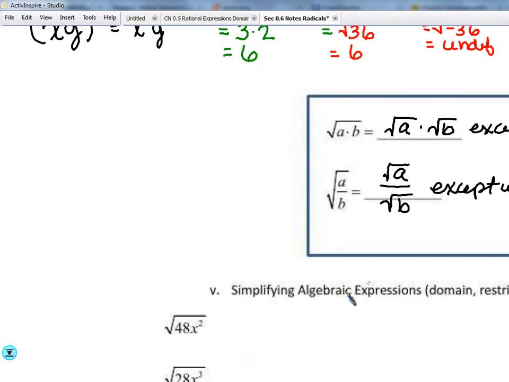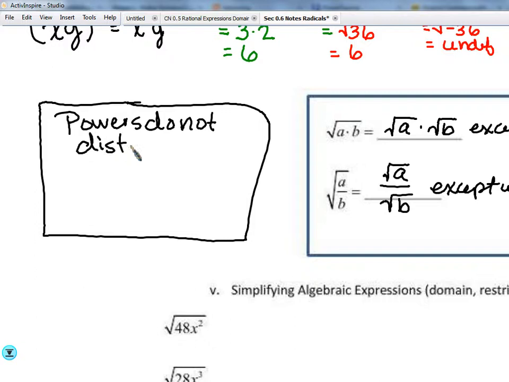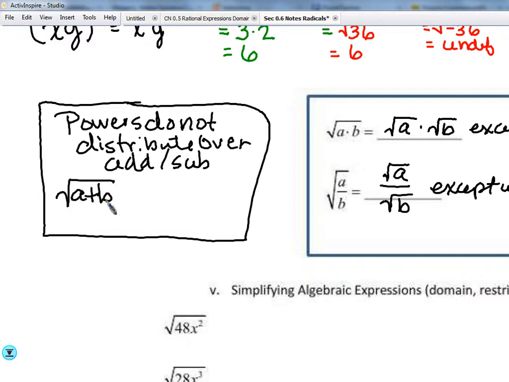All right, and then one comment before I come down here to simplify and we work with the examples. Just as I probably should have put a box in here for this, just to remind you, powers do not distribute ever over addition or subtraction. So never tell me that the square root of a plus b is equal to the square root of a plus or minus the square root of b. You cannot distribute ever over addition or subtraction.